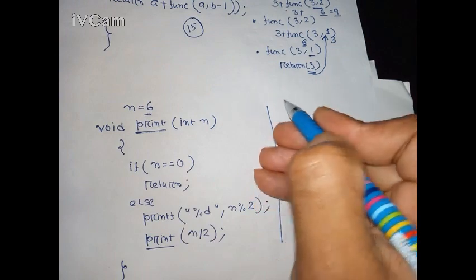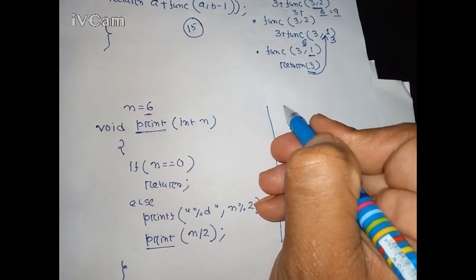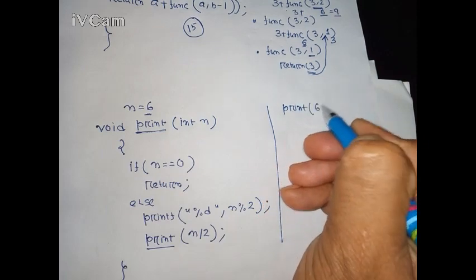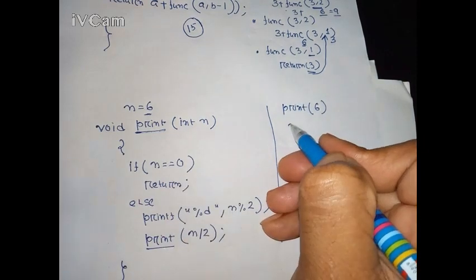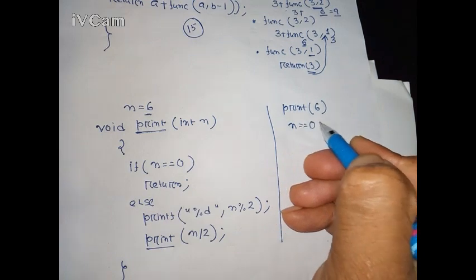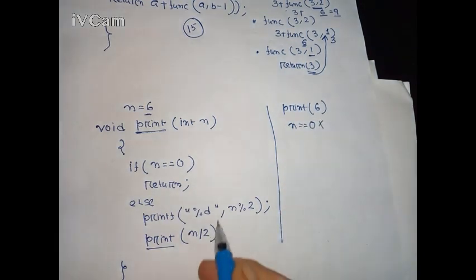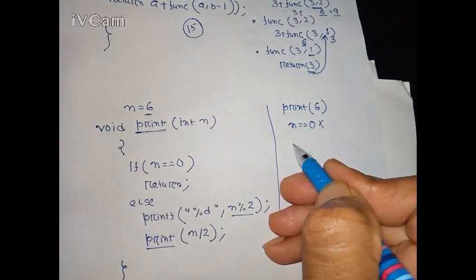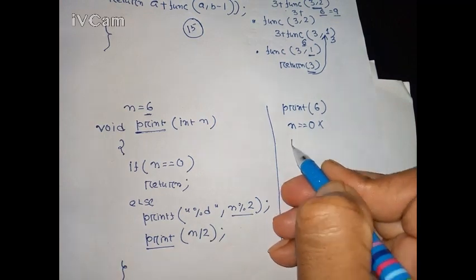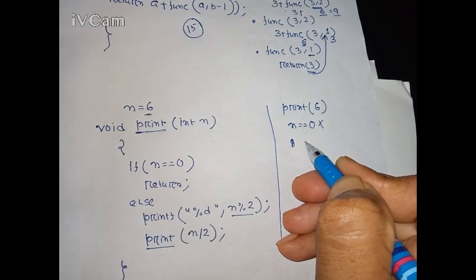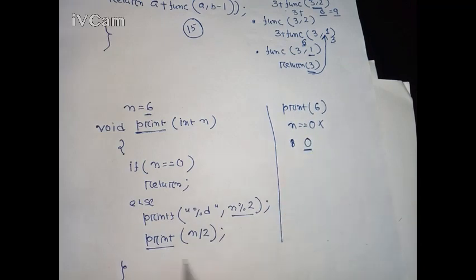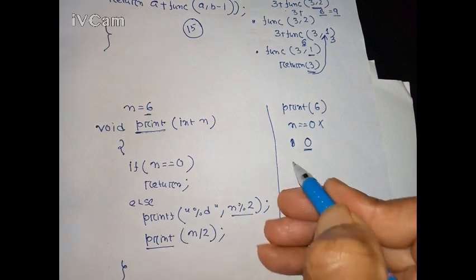So this one is my print function. The print function is passed the value 6. So it checks n equal to 0. The answer is no. So it comes to the else part, and it will print 6 modulus 2. 6 modulus 2 is 0. It will print 0, and then it will call the print function.